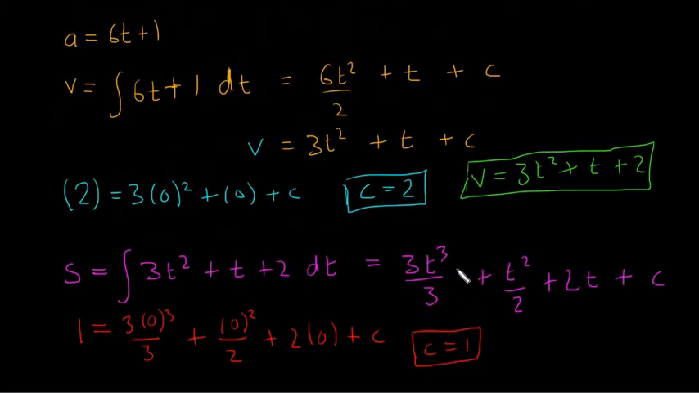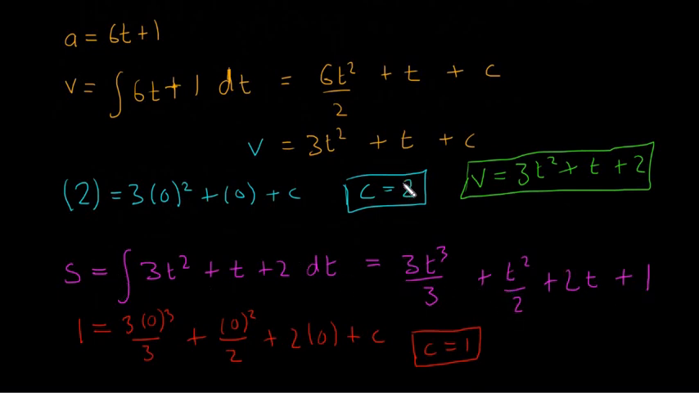So that means instead of this here, I'll just erase that quickly, and we can write a 1. In purple, 3t cubed over 3 plus t squared over 2 plus 2t plus 1. That's the displacement at any time.